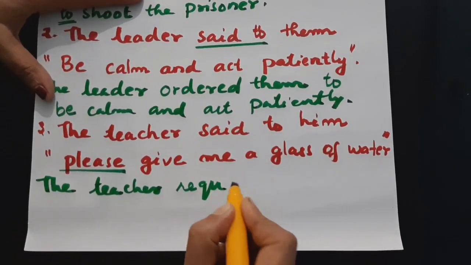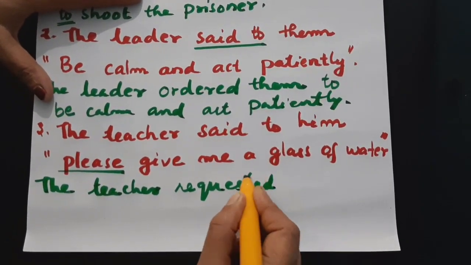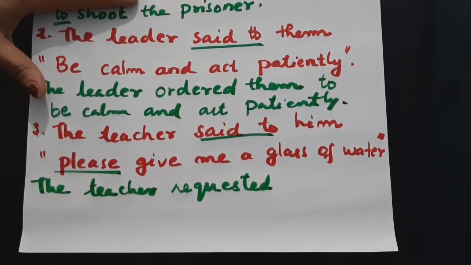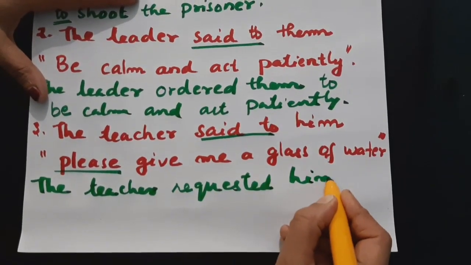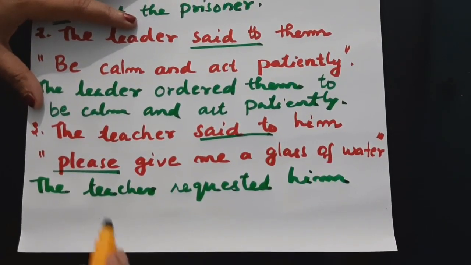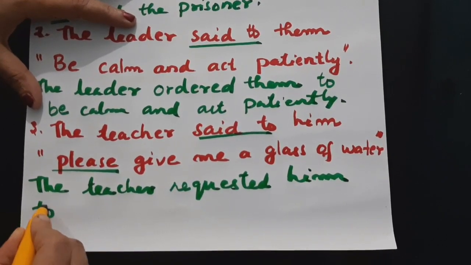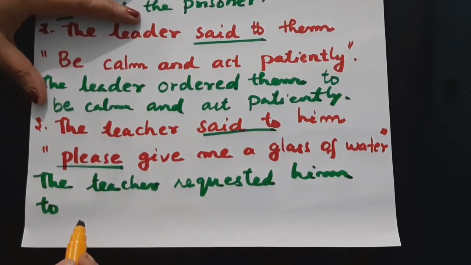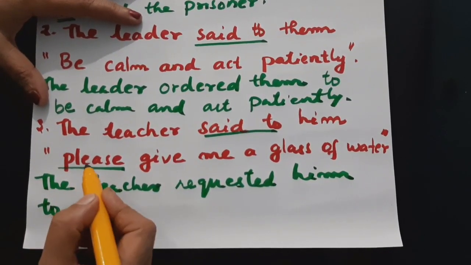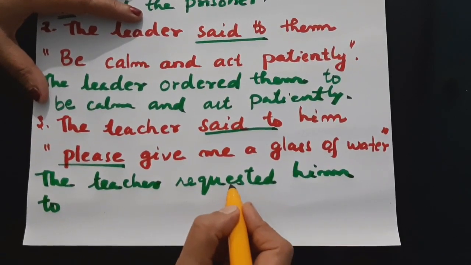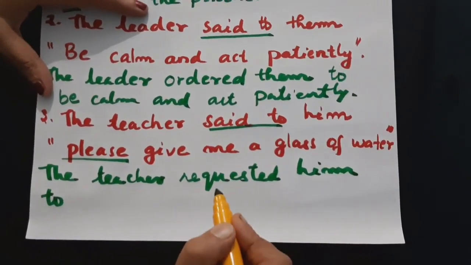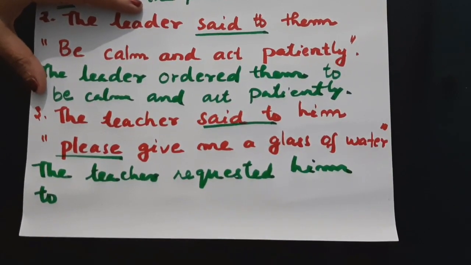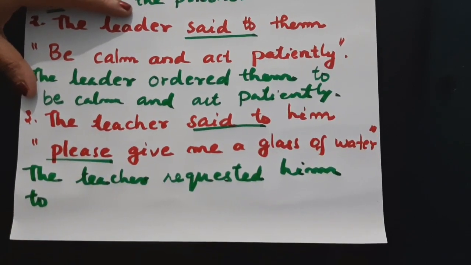So the teacher requested. Okay, said to is here converted to requested him. The teacher requested him. As I told you, next what you need to use is to. Okay, do we need to use please here? No, you should not repeat it because instead of that we used requested. Requested itself, the meaning of please is understood here in requested. So no need of using please at all any longer.